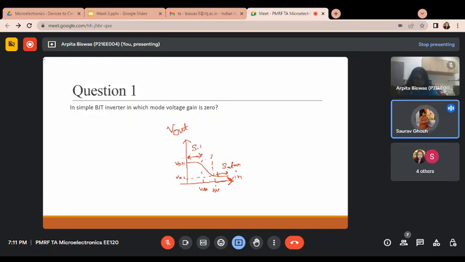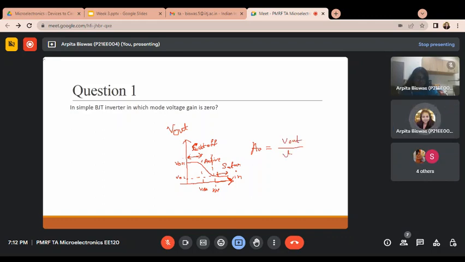And ma'am, this VOL is almost equivalent to VCE sat. This is cutoff. And this is active. So what is the voltage gain? AV equals V out by V in, V output by V input. Now tell me, in the cutoff region, is the AV dependent on the V input or not?